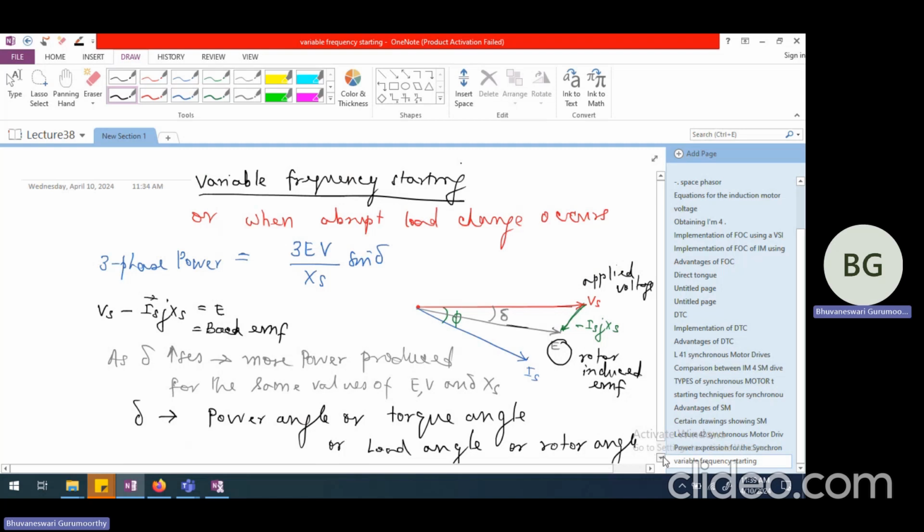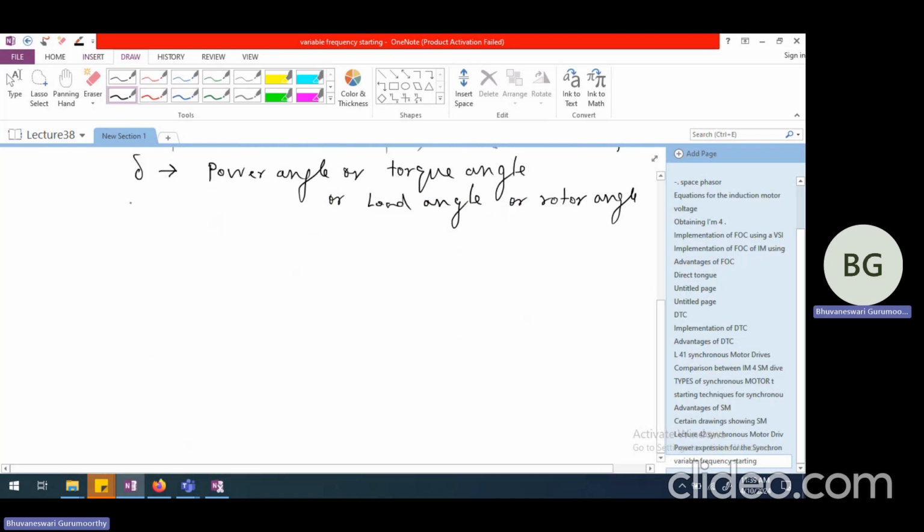When this happens, now let us say we are at 0.5 Hertz. We are now going to come into the context of variable frequency starting. Let us say we are at 0.5 Hertz. We are going to have the revolving magnetic field of the stator corresponding to 0.5 Hertz.